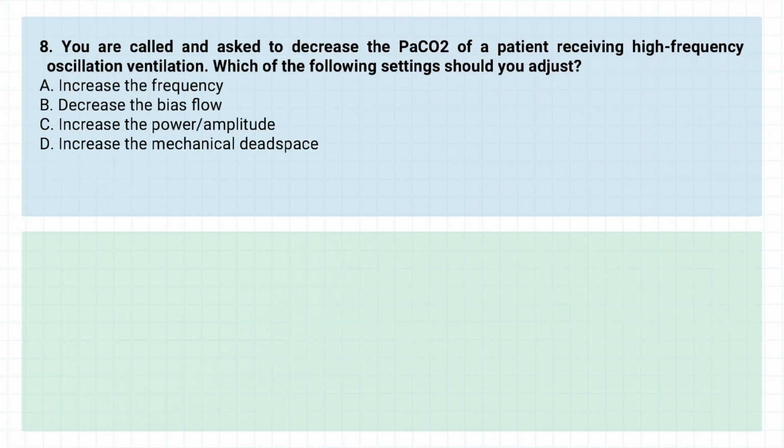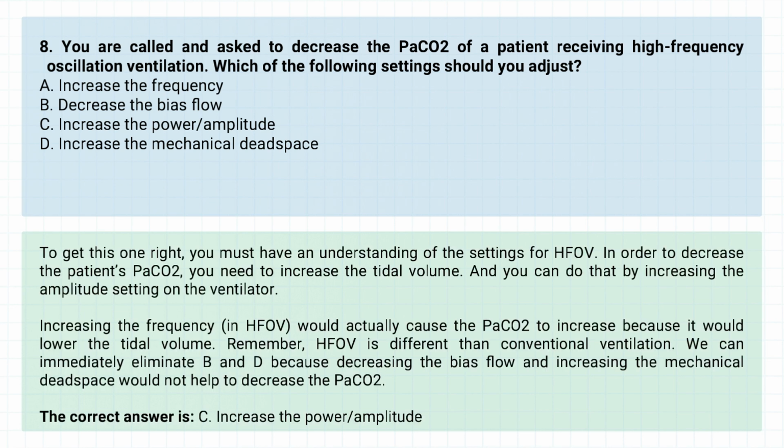Number 8. You are called and asked to decrease the PaCO₂ of a patient receiving high-frequency oscillation ventilation. Which of the following settings should you adjust? A. Increase the frequency. B. Decrease the bias flow. C. Increase the power or amplitude. D. Increase the mechanical dead space. The correct answer is C. Increase the power or amplitude.